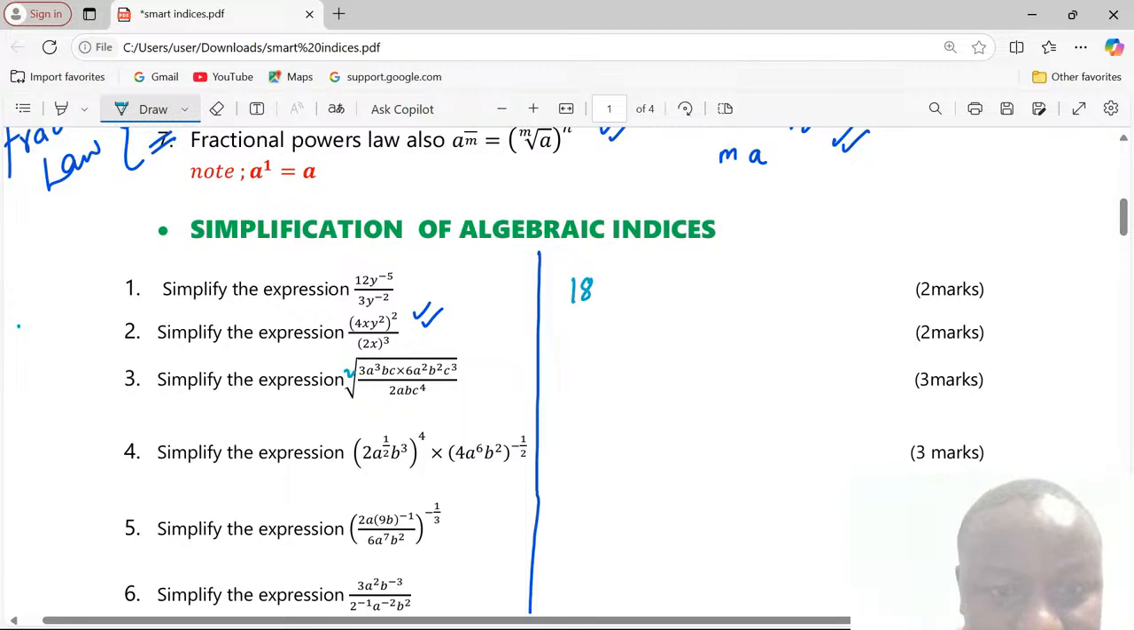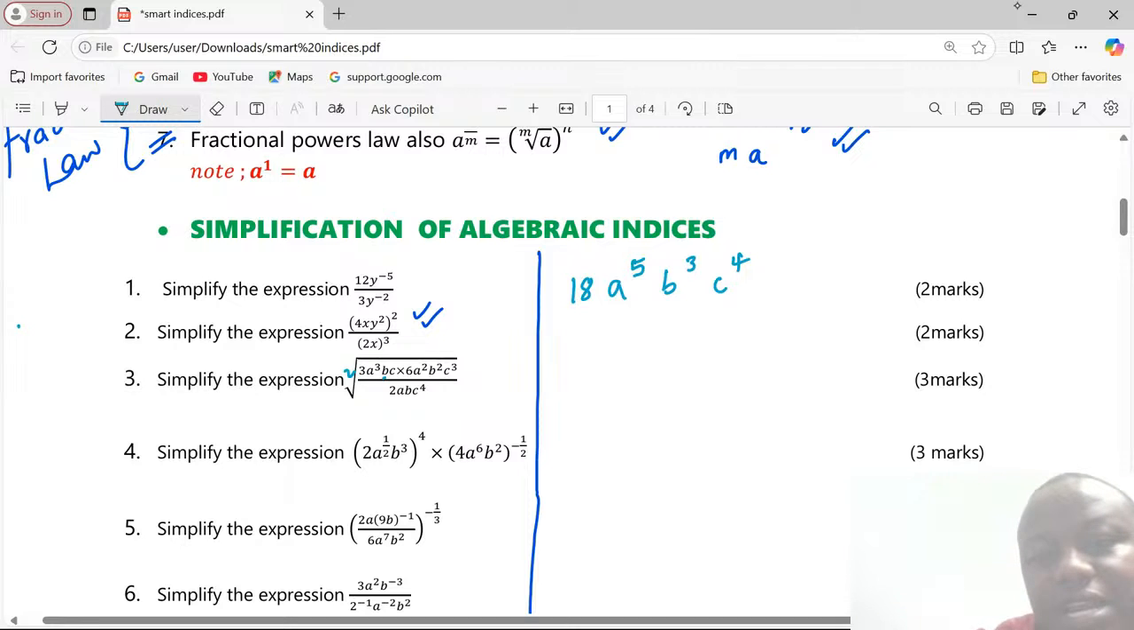First on the numerator, 3 by 6 gives us 18. Then a power 3 and a power 2 becomes a power 5 because it's being multiplied. Then b is to power 1 and the other b is to power 2, so b becomes power 3. Still on the numerator, we have c power 1 and on the other side, c power 3, so it becomes c power 4.